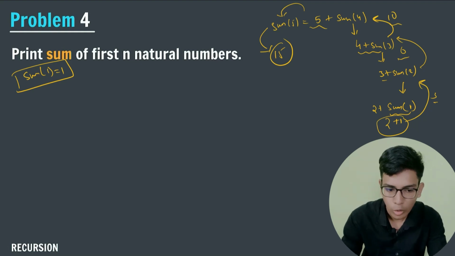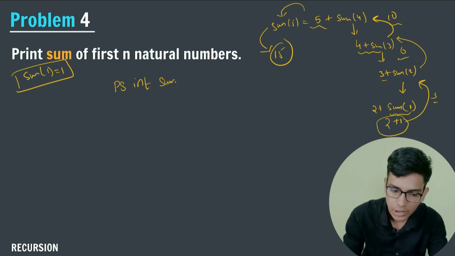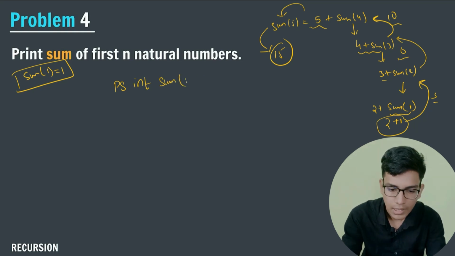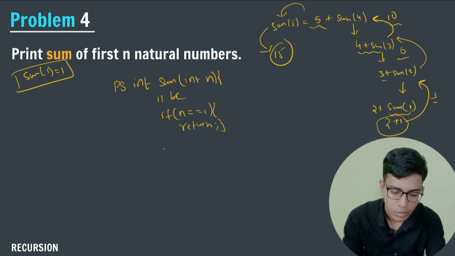Now let me write the pseudocode for this. I am going to return the value of my sum, right? So I am going to create a public static integer type function. After it, let me write the function name as sum. Here I am passing int n. The base case here is: if n is equal to 1, then return n, right? This is my base case, and what I need to do is simply return the value of n plus sum of n minus 1.